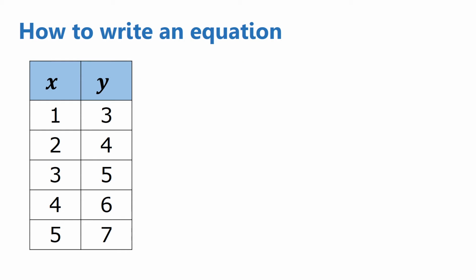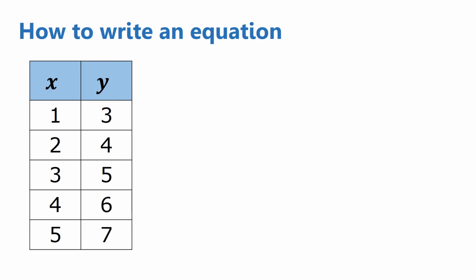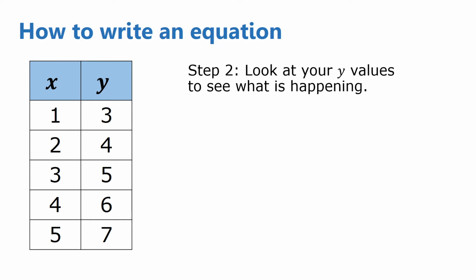Here we have a table of values and we're going to write an equation for it. Step 1. See that your x values are increasing by 1. As we look at our x values going down, 1, 2, 3, 4, 5, we can see that they are increasing by 1. Step 2. Look at your y values and see what's happening there. There we see that our y values are also increasing by 1. When both of our x and y values are increasing by the same amount, we know that is the type of equation x plus or minus a number equals y.